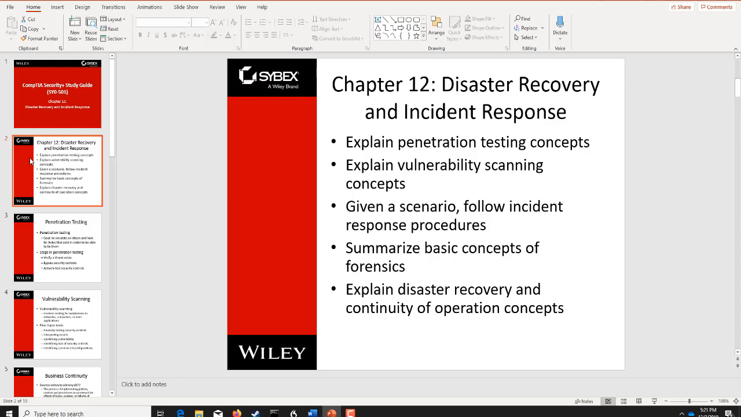And again, we're going to look at forensics and look at how incident response procedures are rolled out, and then finally wrap up with disaster recovery and continuity of operation concepts. Again, this is a 50,000-foot level of these concepts and how they are employed in a business.